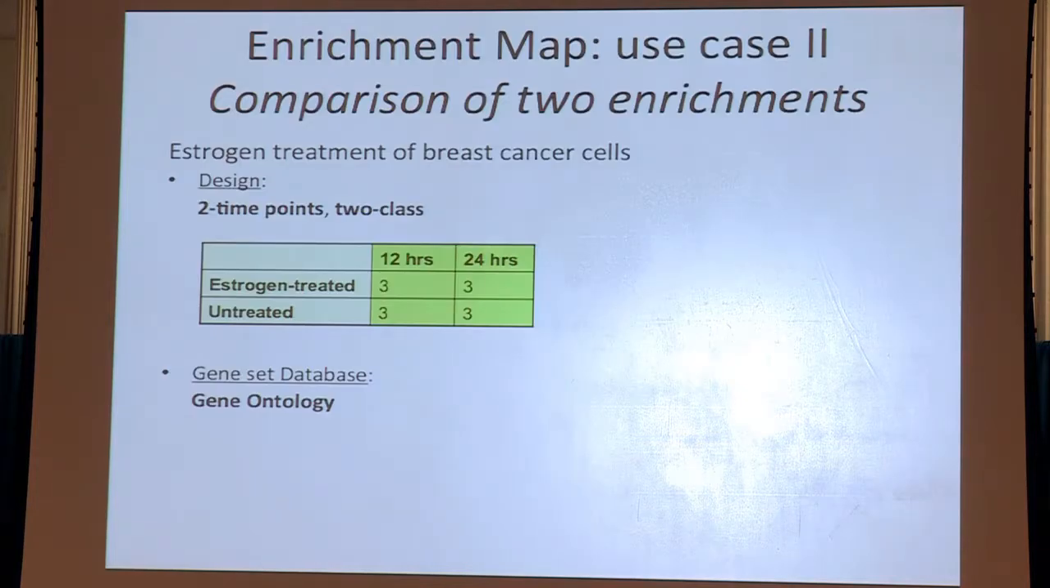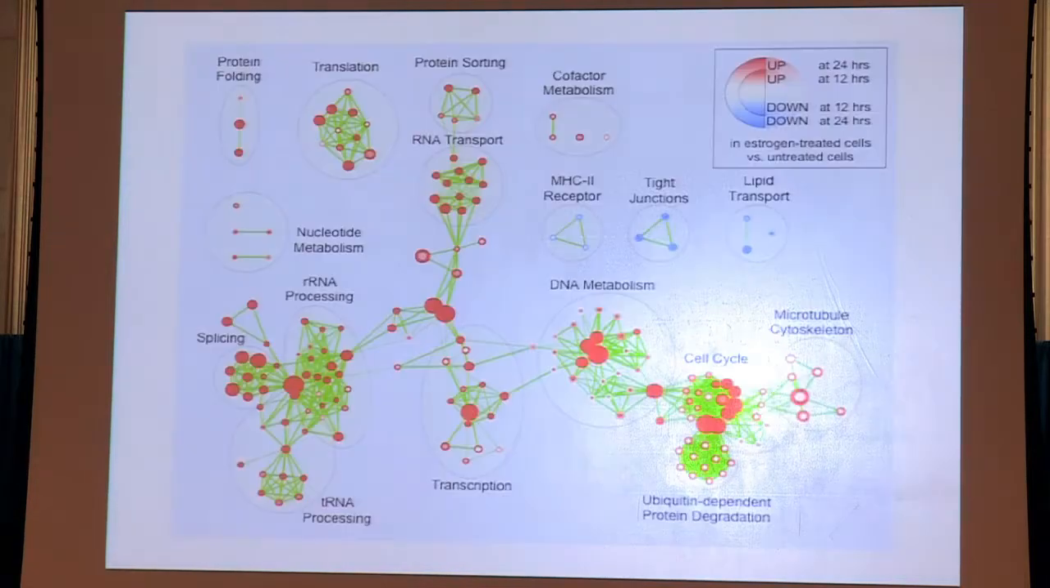Okay, so the second workflow or use case is a comparison of 2 enrichments. So in this gene expression study, the investigators looked at multiple time points. So we did an enrichment at an early time point and a late time point, and we were interested to see how pathway enrichment is changing between these 2 time points. So we made enrichment maps of each enrichment result at each time point, and we put them together into one map. And this is easy to do with the software.